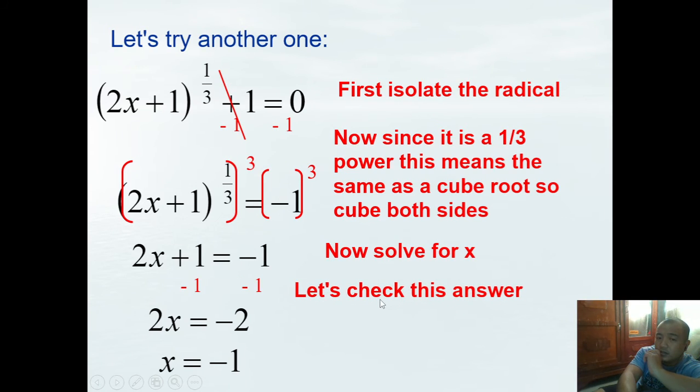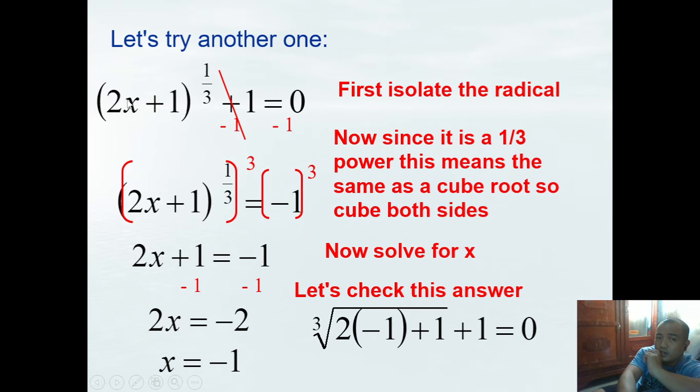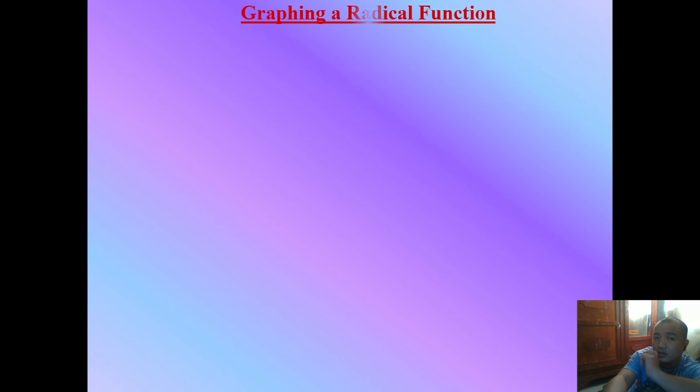Okay, let's check this answer. The expression is the cube root of 2x plus 1. So 2 times negative 1 plus 1 is negative 2 plus 1, which is negative 1. The cube root of negative 1 is negative 1. Plus 1, 0 equals 0. Correct. So negative 1 is the solution for the equation. It checks.